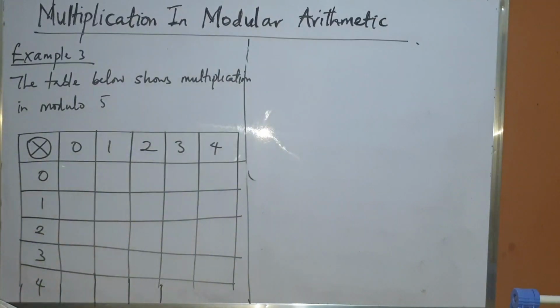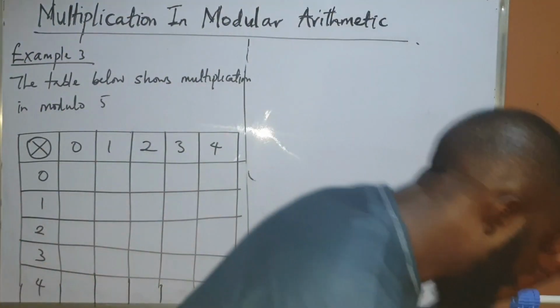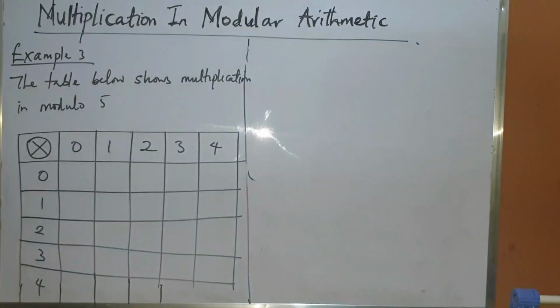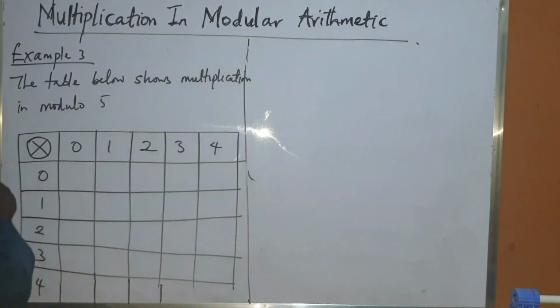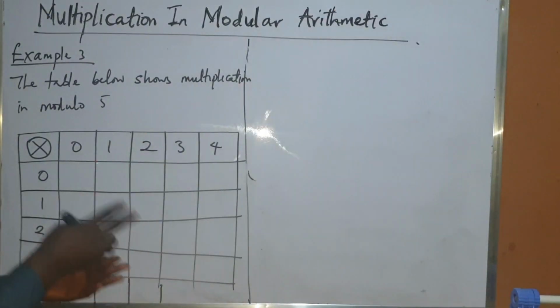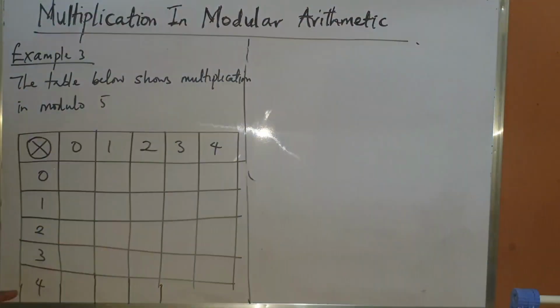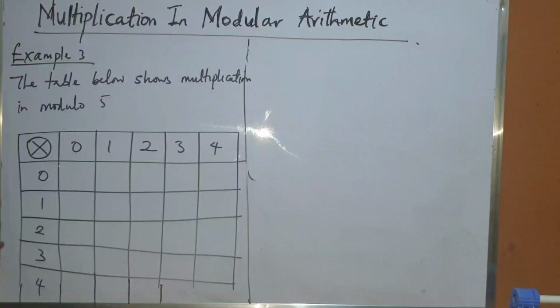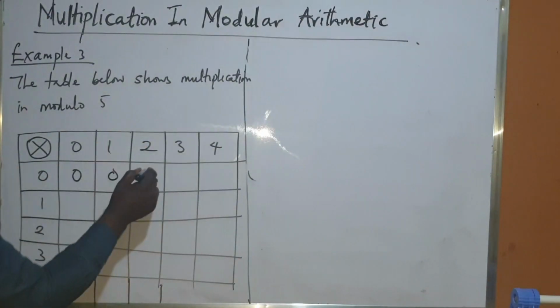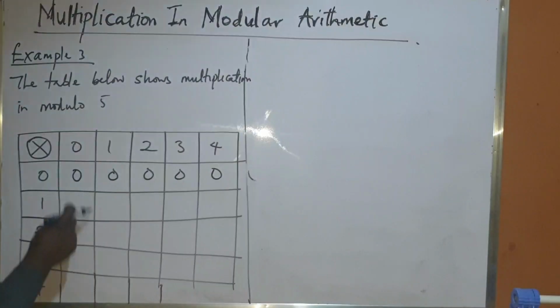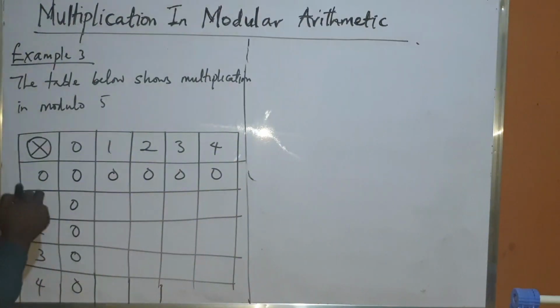That's modulo 5. So we want to do the multiplication. How are we going to do it? Just like the way we did addition and subtraction. So we're going to be multiplying. Here there's a first number and a second number, but unlike subtraction, you must be able to tell which one is the first number and which is the second number. So here 0 times 0 gives 0. 0 times everything will give you 0, 0, 0. The same thing goes for this column here: 0, 0, 0, 0, because times 0 gives 0.